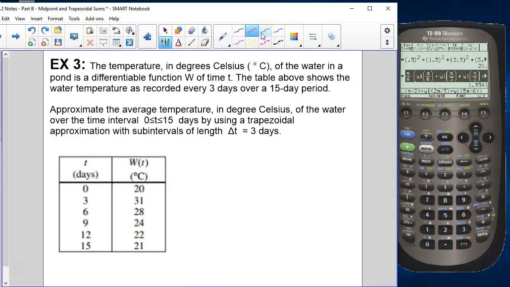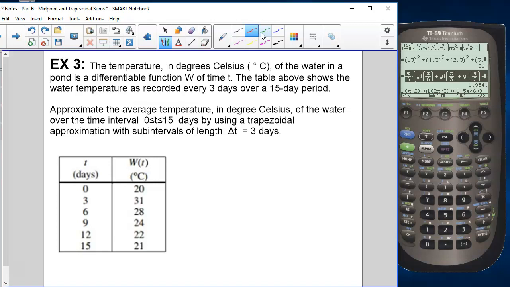So if we look at example 3, it tells us the temperature in degrees Celsius of the water in a pond is a differentiable function W of time T. The table below shows the water temperature as recorded every 3 days over a 15-day period. Approximate the average temperature in degrees Celsius.